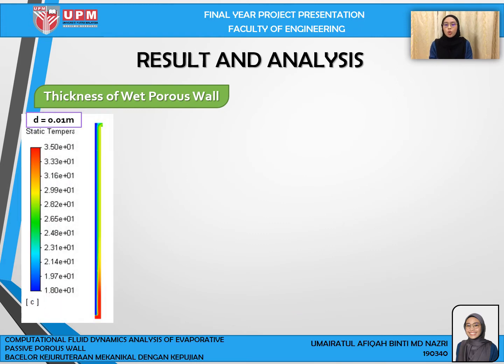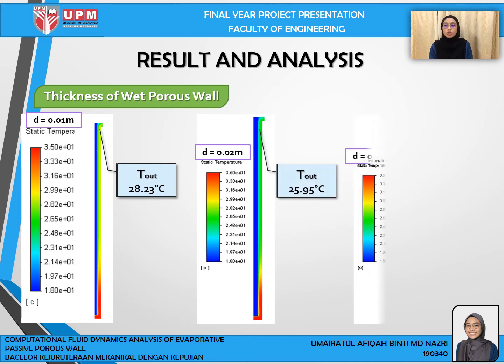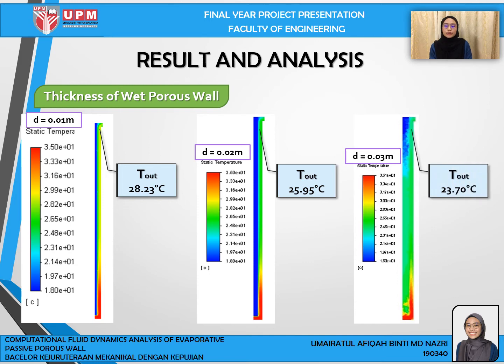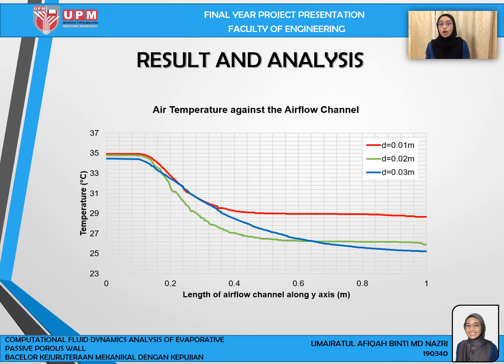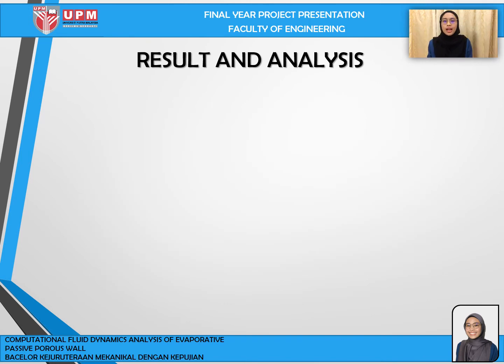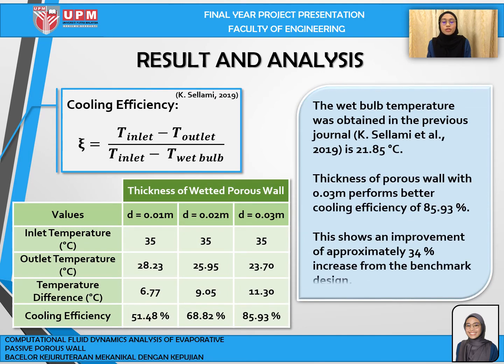After the validation, we set a new parameter on the cooling wall, which is the thickness of the wet porous wall, and three thicknesses are set, which are 0.01 meter, 0.02, and 0.03 meter. From the simulation, we obtain that as the thickness of the porous wall increases, the temperature decreases. After the outlet temperature was obtained, we calculate the cooling efficiency of the system. The wet bulb temperature was obtained in the previous journal, which is 21.85 degrees Celsius, and we obtained that the thickness of porous wall of 0.03 meters performs better cooling efficiency of 85.93%, and this shows an improvement of approximately 34% increase from the benchmark design.